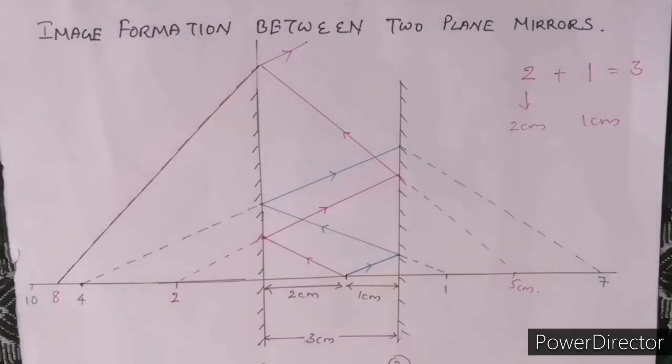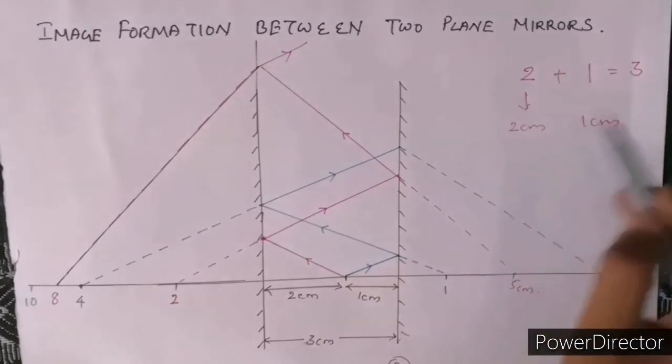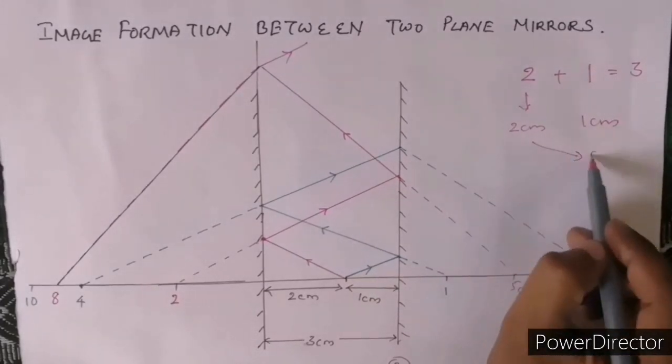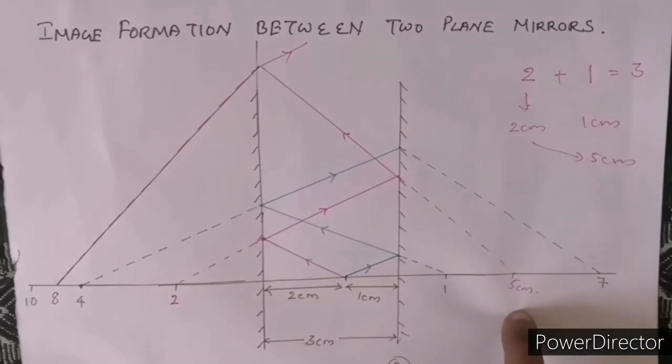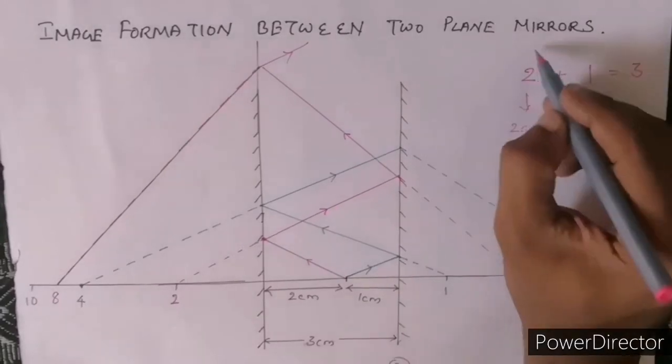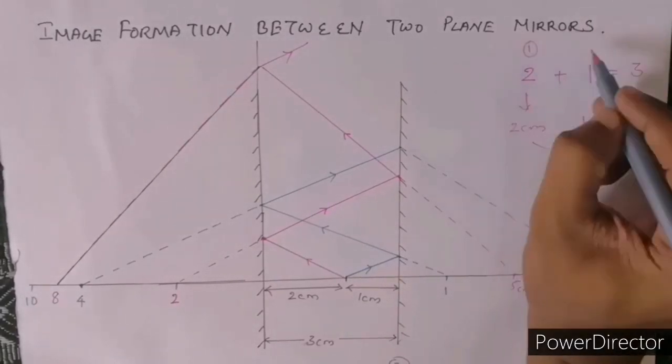The next image produced will be 2 plus 3, exactly 5 cm, which is found here. The next one, so this one I take as mirror number 1 and mirror number 2.